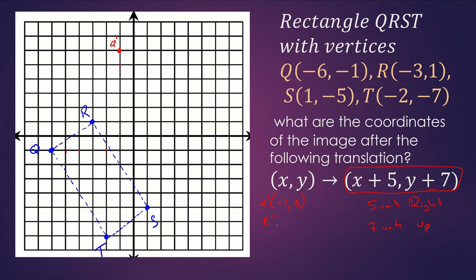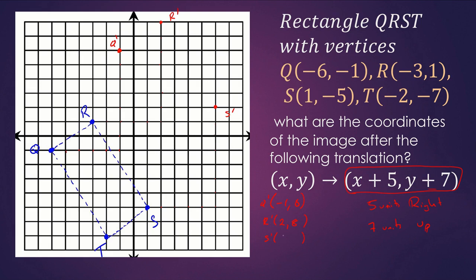And we're going to repeat the same process, but this time with R. So 1, 2, 3, 4, 5 units to the right. 1, 2, 3, 4, 5, 6, 7 units up. Puts me up here. We'll label that R prime. And that is at 2, comma 8. And repeat the same with S. So 1, 2, 3, 4, 5. 1, 2, 3, 4, 5, 6, 7. Call that S prime.